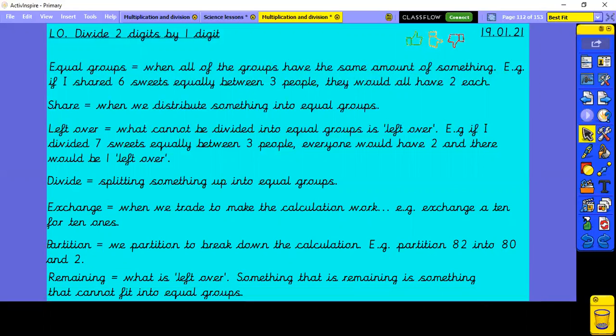Lastly we have remaining. Quite similar to leftover, what is remaining is what is left over. It is something that cannot fit into equal groups. Like we said, with the 7 sweets, there would be 1 left over when they've been divided by 3 people. I hope that helps you and you now know what these words mean, so we can move on and start our division.